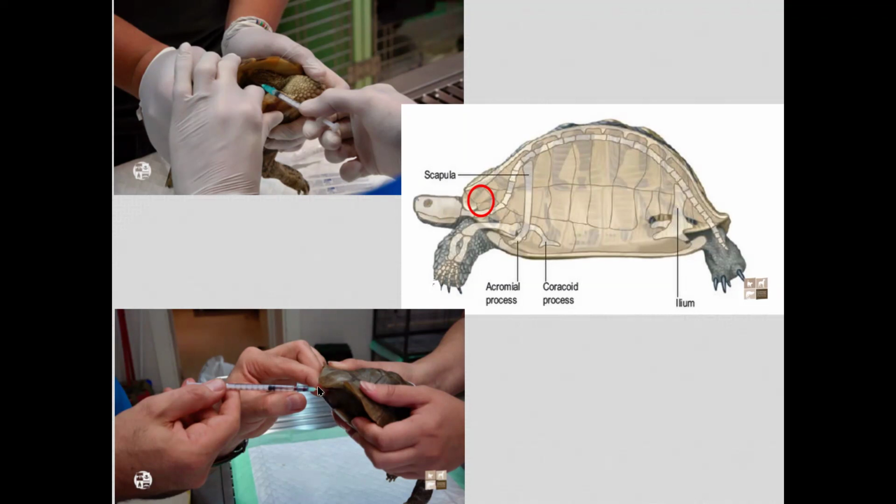And then the last one is from their vena coccygeal. But the problem with this position is that some turtle species don't have a long tail, so it's very difficult to locate their vein.